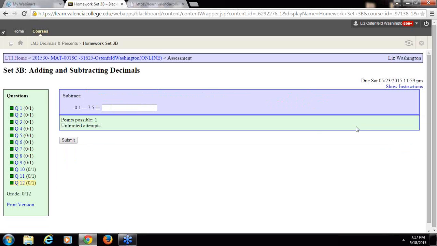Let's go down to the end. Okay, this one, don't be fooled by the signs. Again, this is a negative decimal and another negative decimal, so 2 negative decimals. So technically, I'm going to add these together and I'm going to get 7.6. But since they're both negative, it's going to be a negative 7.6.